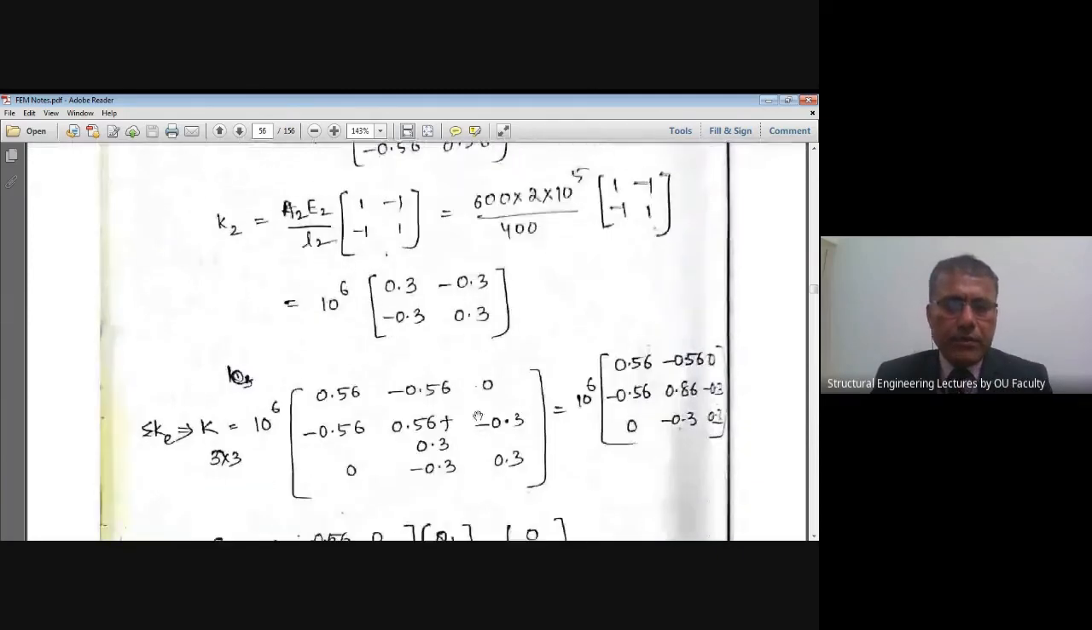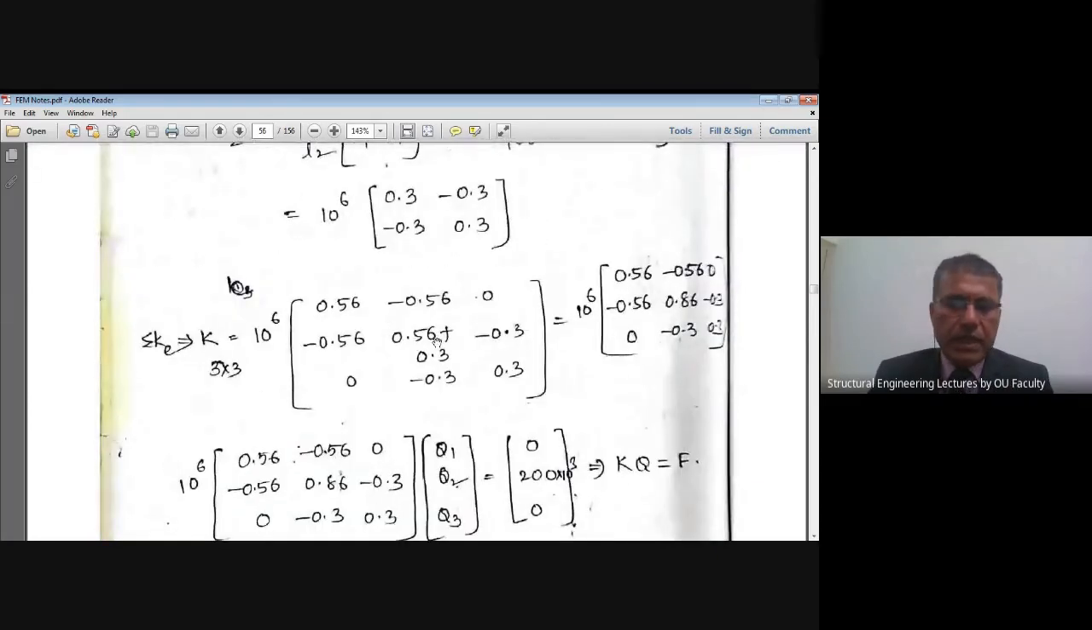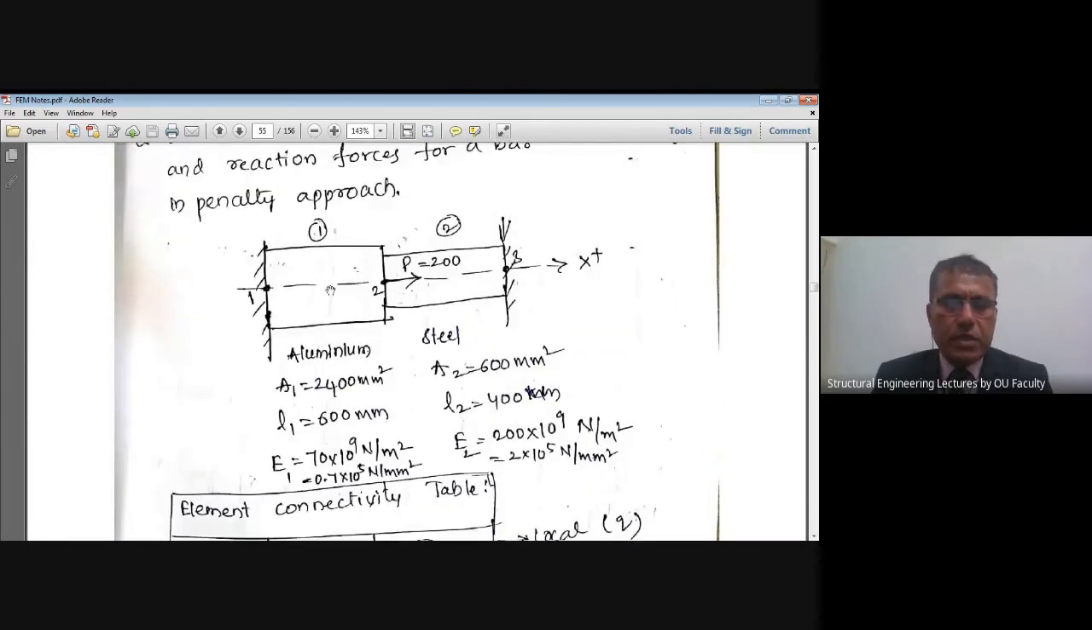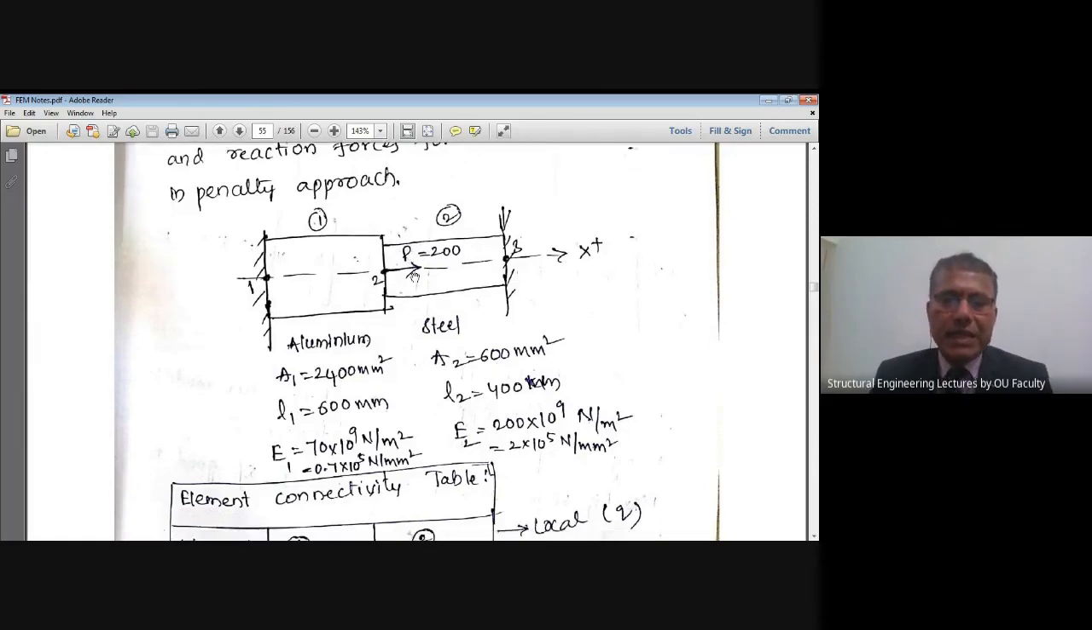Now I'll do the discretization. In the discretization, the first element has nodes 1 to 2, good node numbering. Node 2 is at the intersection of the first element with the second element, satisfying one requirement, and it also takes care of this load. Wherever there is a load, there must be a node. Wherever there is a change in area, there must be a node. And wherever there is a change in material, there must be a node. Node 2 satisfies all three criteria, right?